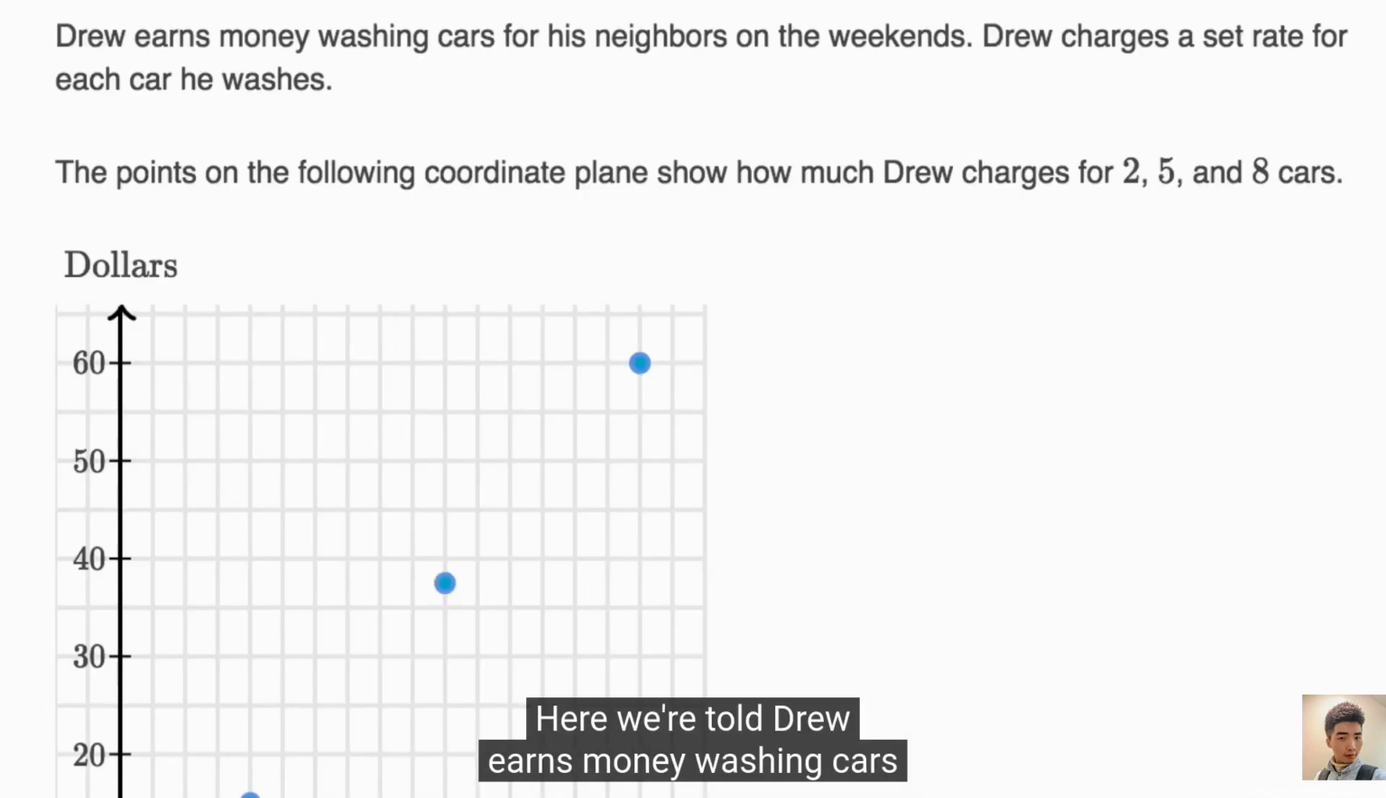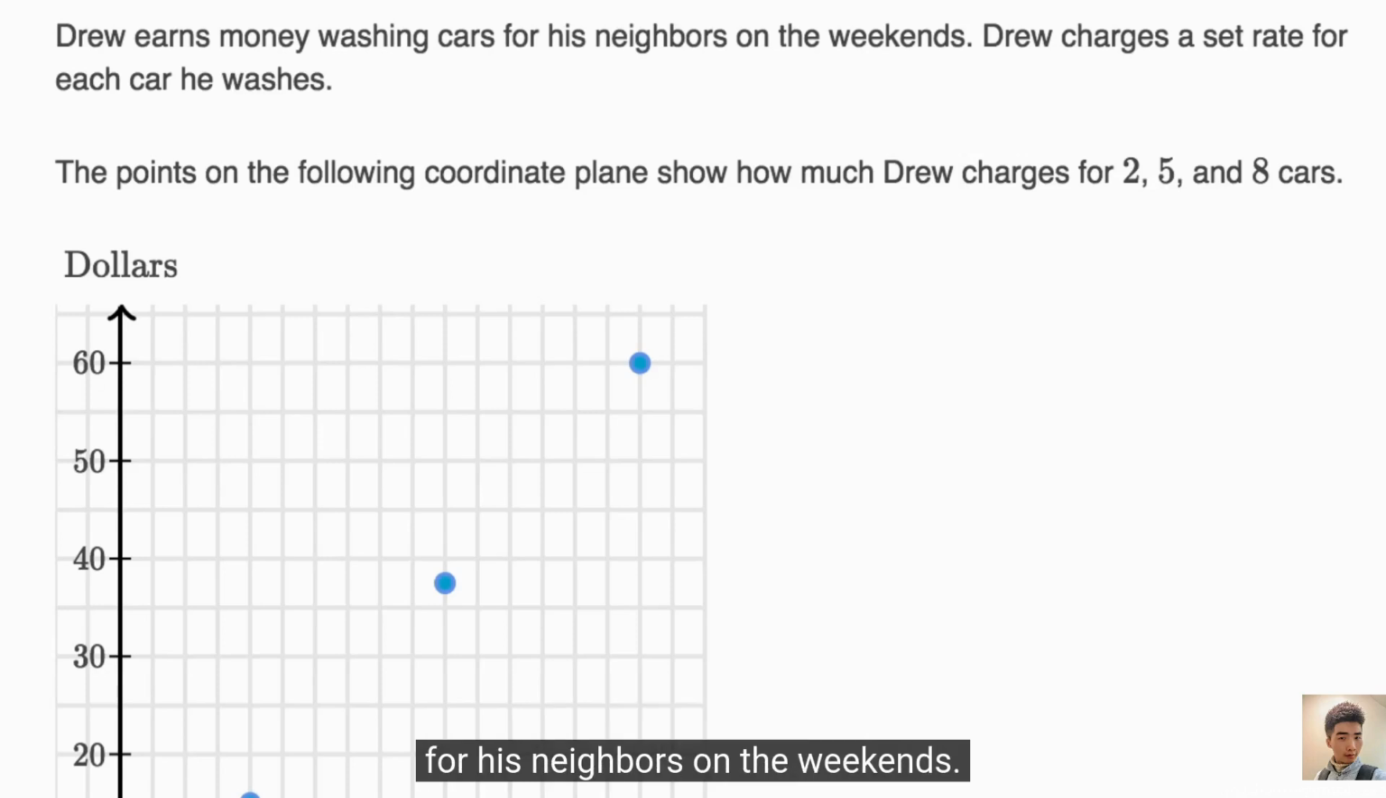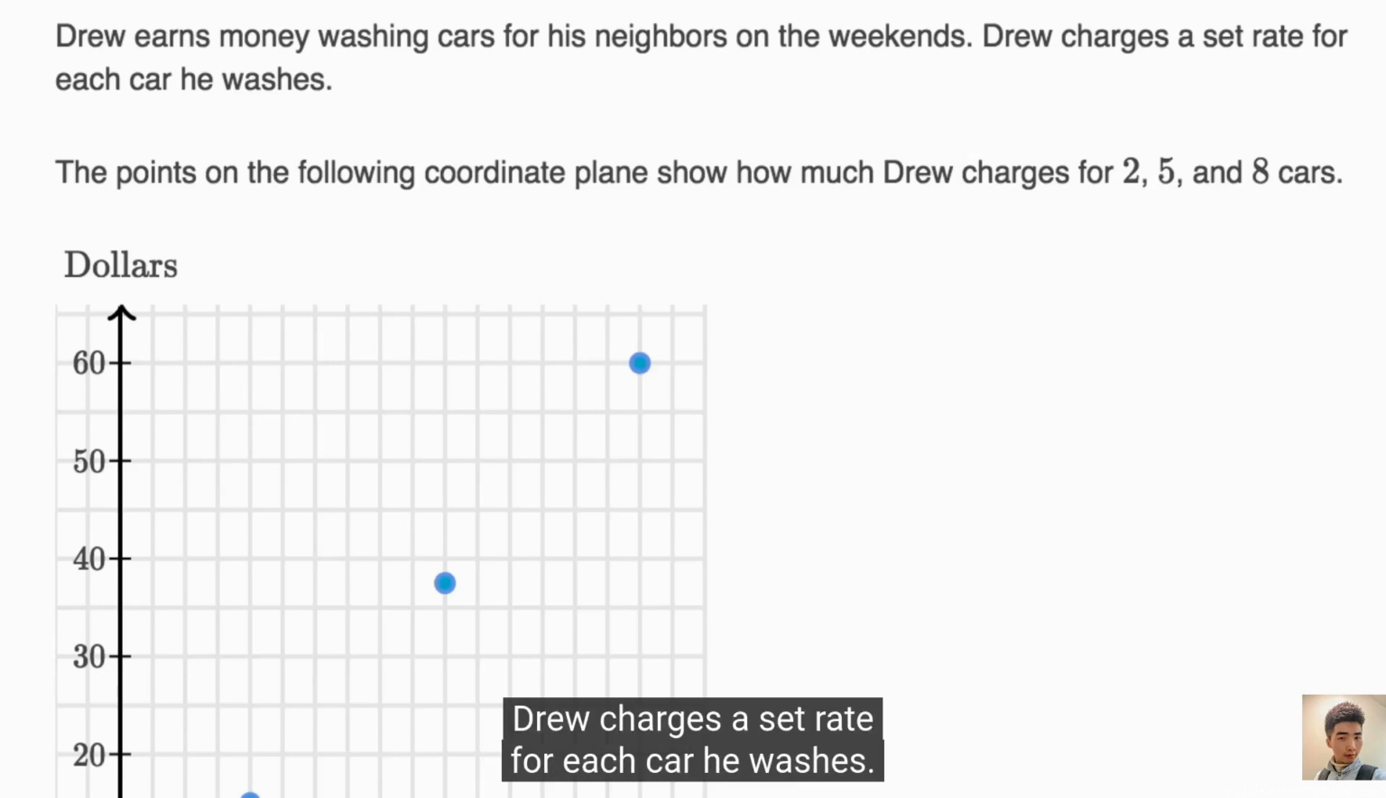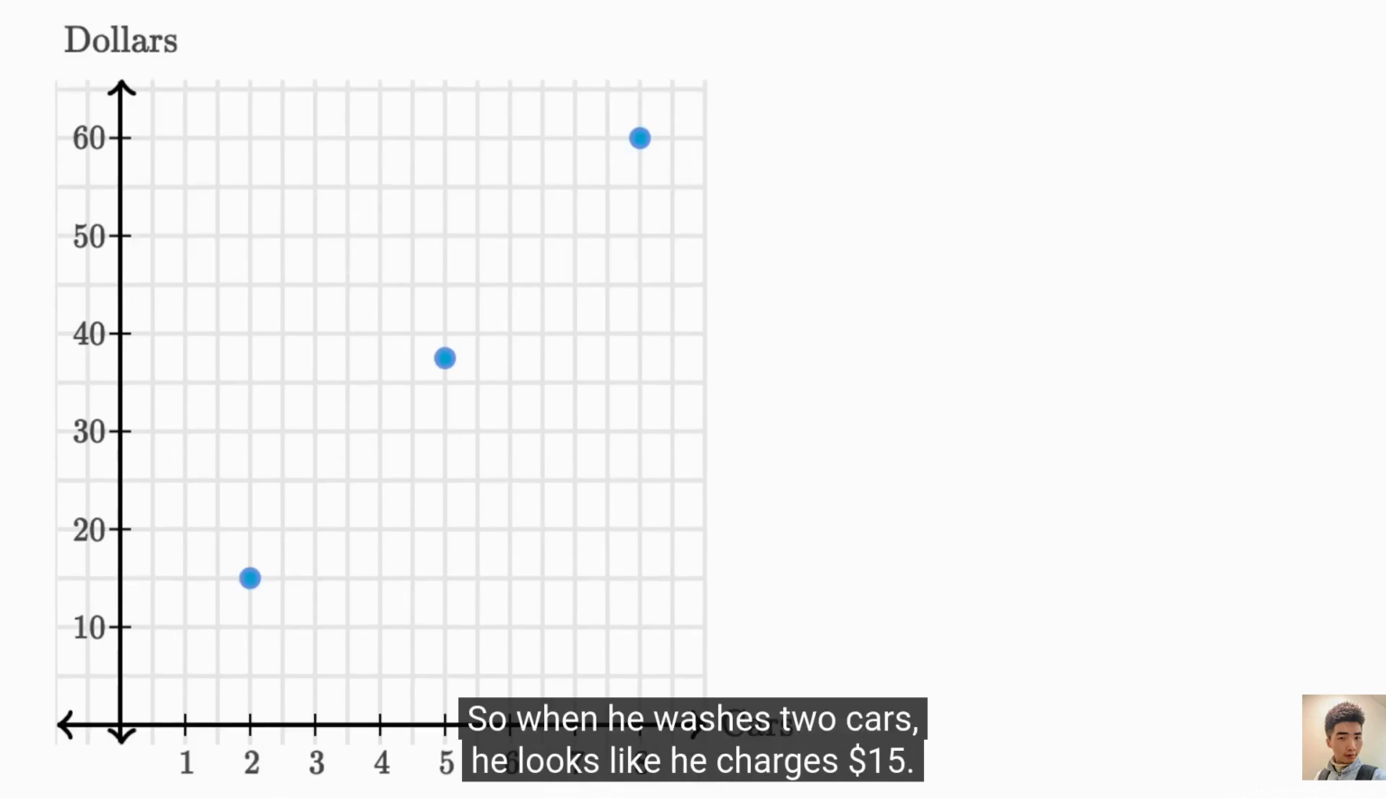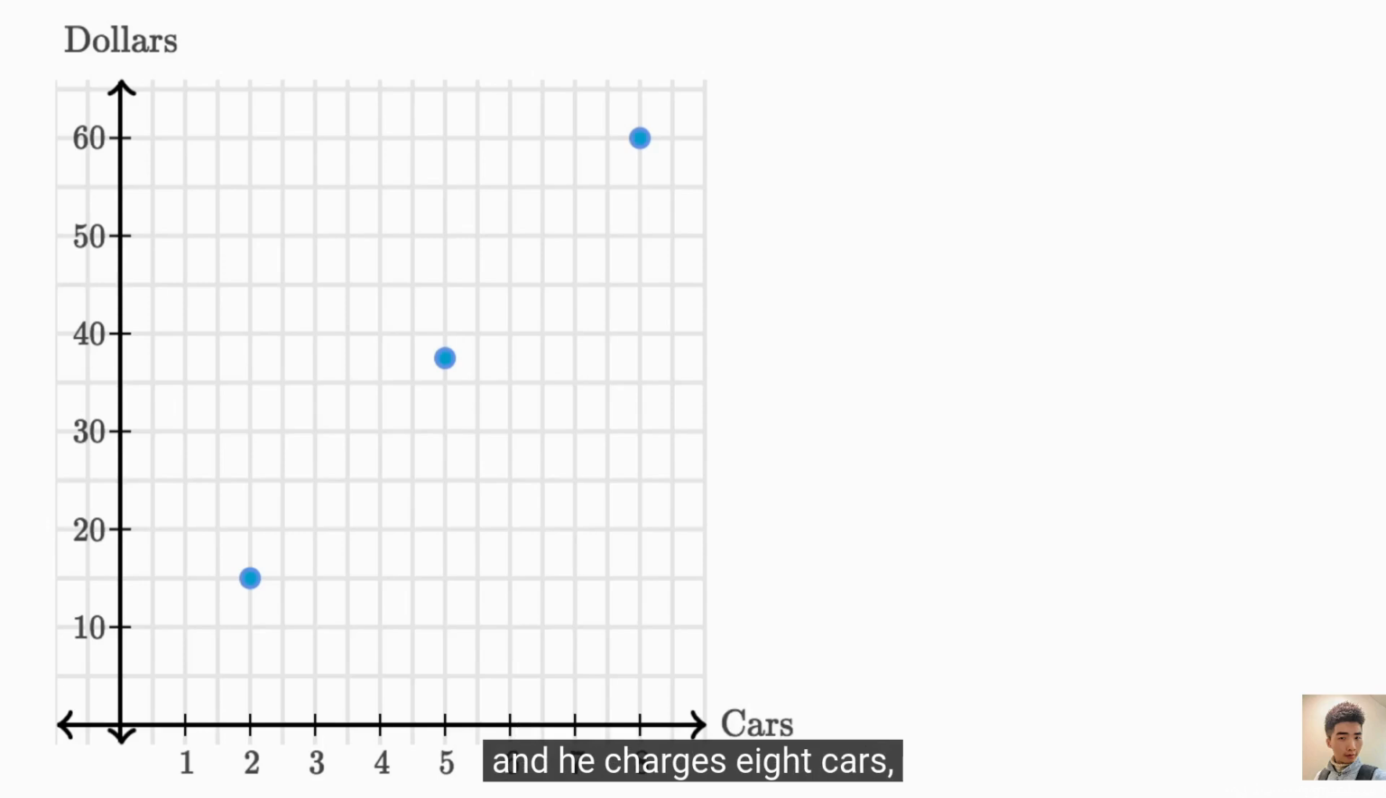Let's do another example. Here we're told Drew earns money washing cars for his neighbors on the weekend. Drew charges a set rate for each car he washes. Points on the following coordinate plane show how much Drew charges for 2, 5, and 8 cars. So when he washes 2 cars, he looks like he charges $15. When he washes 5 cars, it looks like he's charging someplace between $35 and $40. And when he washes 8 cars, it looks like he's charging $60.